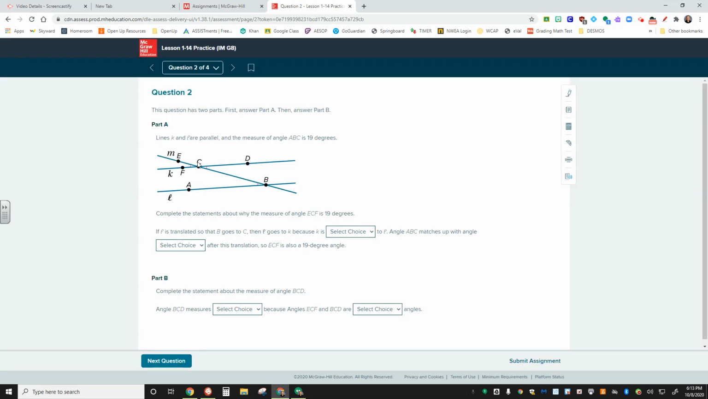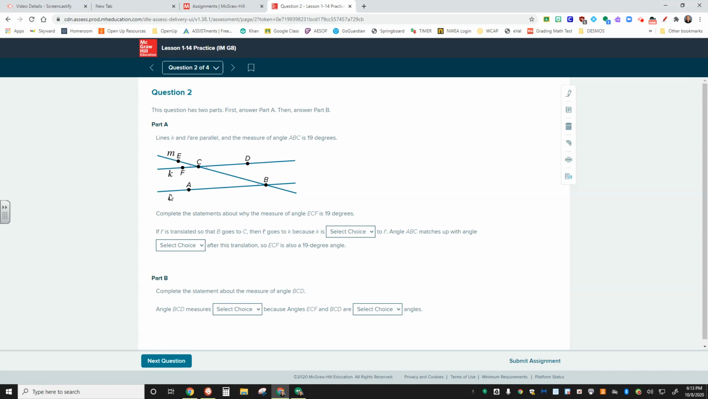Question 2 has 2 parts. We look at lines K and L are parallel, and the measure of angle ABC is 19 degrees. So right here, ABC is 19 degrees. Remember, today's lesson was all about alternate interior angles. In this case, since our lines are parallel, remember alternate interior angles are congruent. So we're going to complete the statement down here. It says complete the statements about why the measure of angle ECF is 19 degrees.